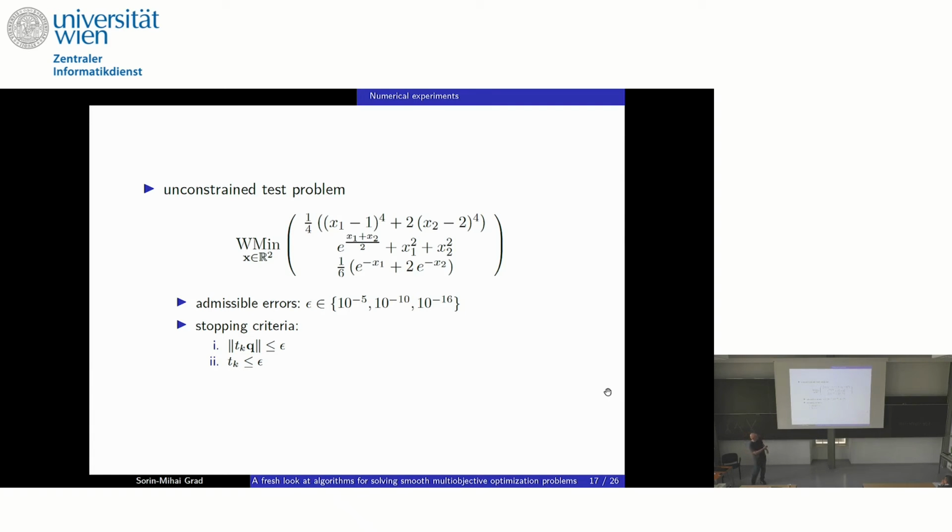You see here I put just one of the test problems from the literature. This has 3 objectives. We considered different errors and different stopping criteria for the algorithm. Again, in the algorithm, the stop criterion was q0 equal to 0 or 1. But yeah, in real life, things are a bit messier.